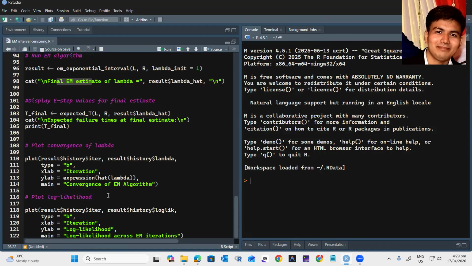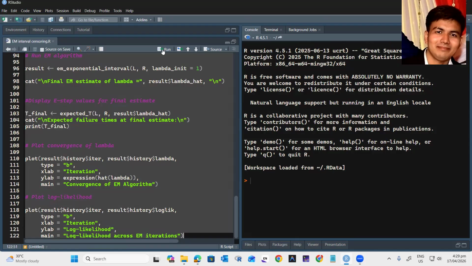Okay, and after that we have the plot of log likelihood across the iterations. So it will be plot results dollar history dollar iteration and results dollar history dollar log likelihood instead of lambda. All right. So similar to the previous plot, but now using the log likelihood column, and it shows how the observed log likelihood increases monotonically with the EM iterations. All right. So that is your entire code.